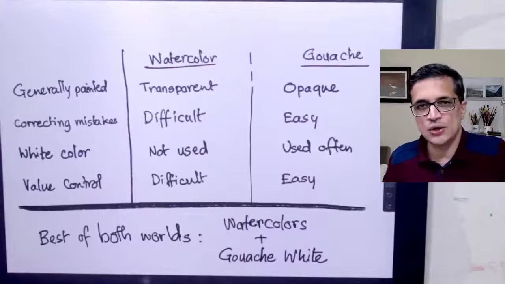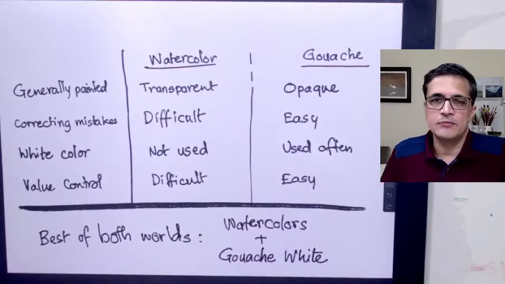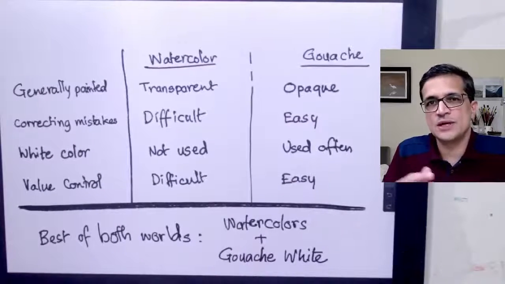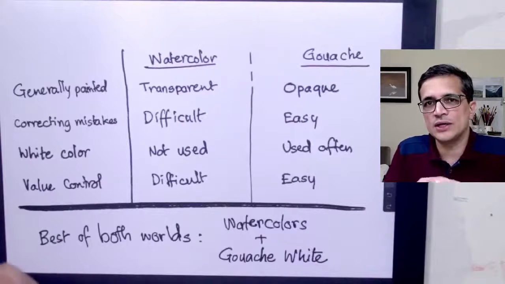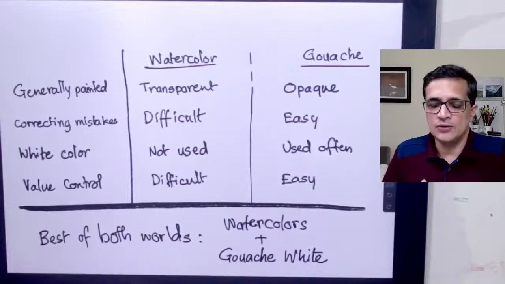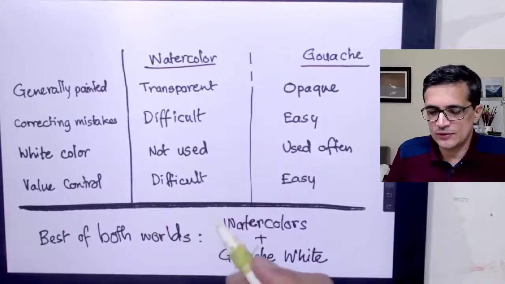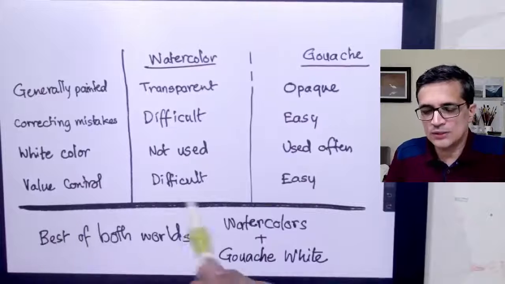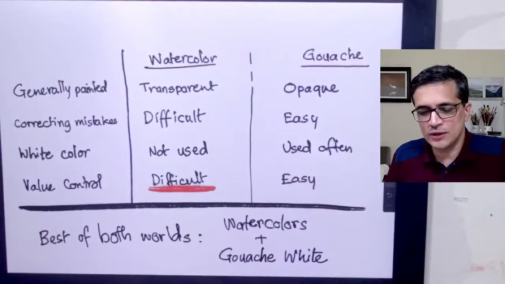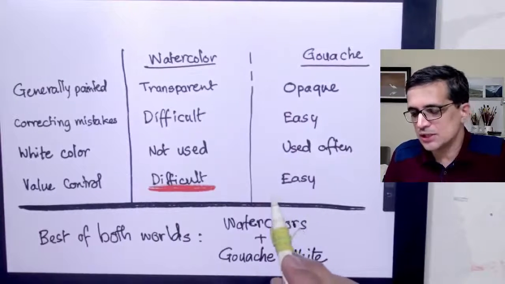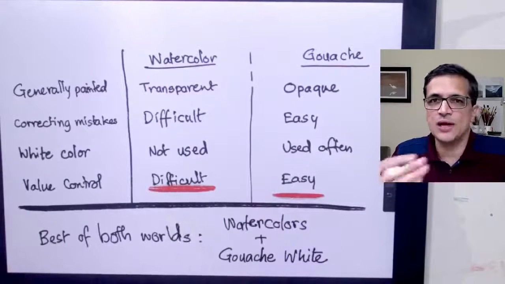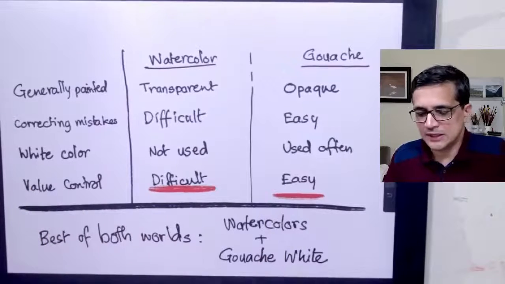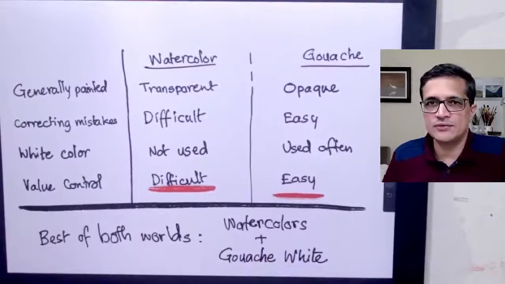Then in terms of painting, when you want to create different values of the same color, or different grays, which medium is easier or more difficult? Value control is slightly more difficult in watercolor, whereas it's much easier in gouache, because the moment you add more white, the color becomes slightly lighter. So those are the differences.